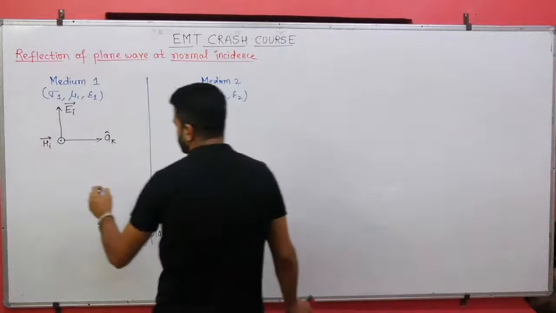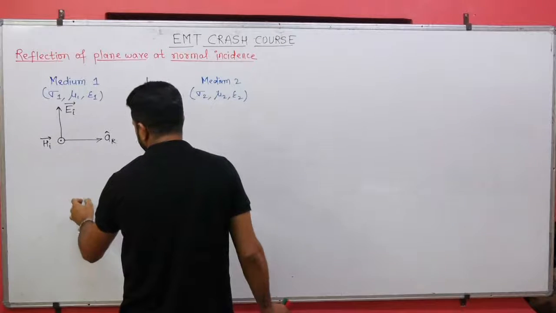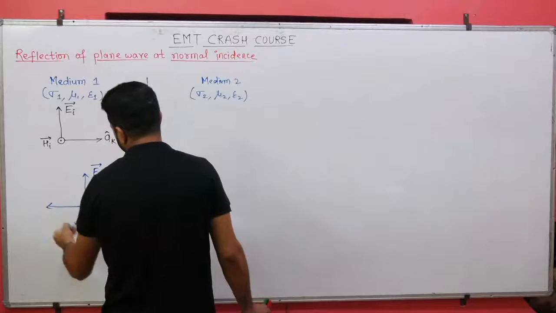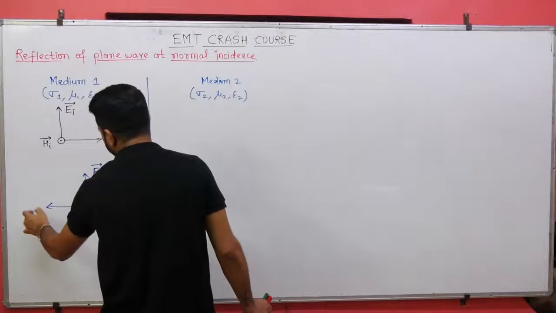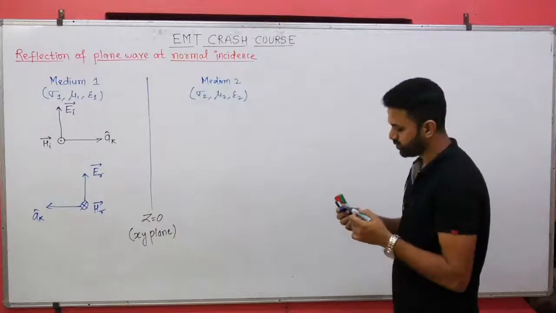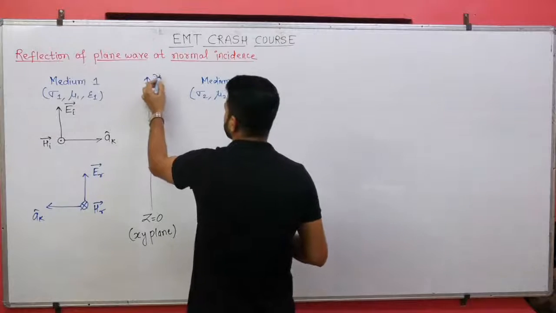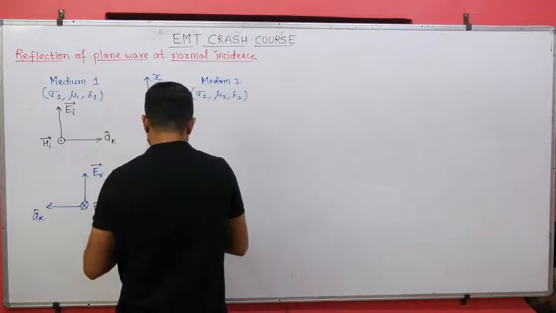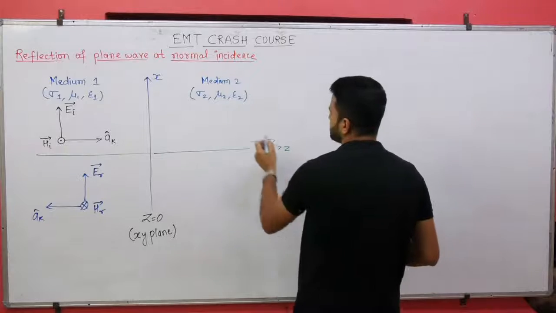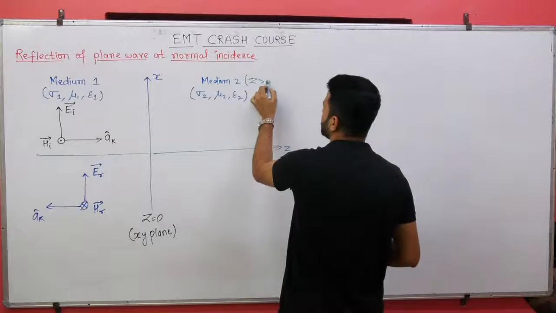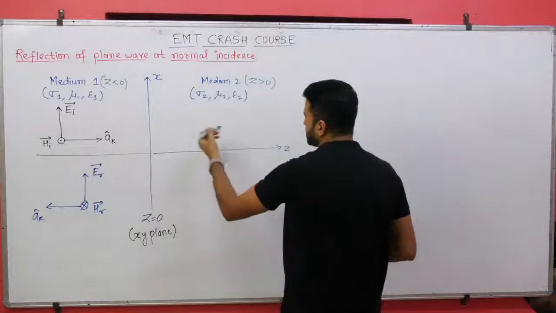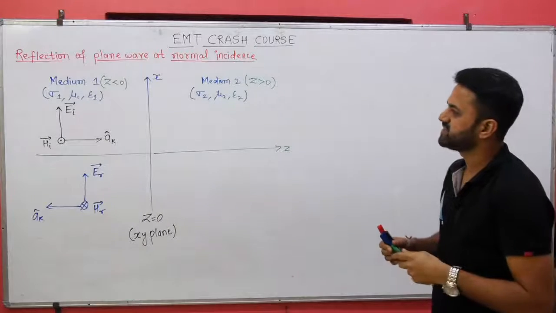Now we are having the reflected wave. The reflected wave is having electric field in the same direction as incident, and the wave is propagating in the negative direction, and the direction of magnetic field is also inverted and it is now inside the board. We are saying this as x-axis and this as z-axis, because this is the medium 2. So medium 2 is defined for z greater than 0 and medium 1 is defined for z less than 0. If the wave is traveling from z less than 0 to z greater than 0, so medium 2 is z greater than 0 and medium 1 is z less than 0.